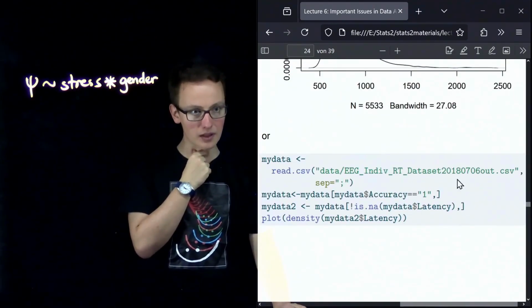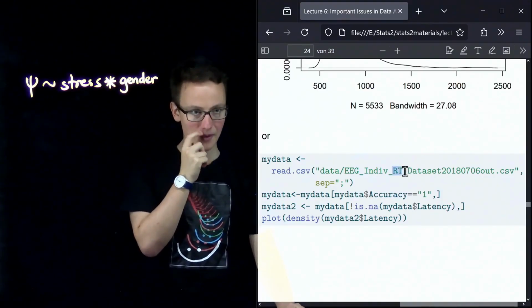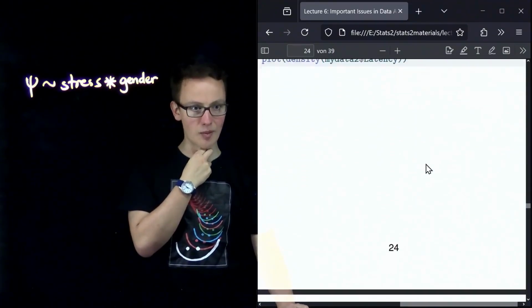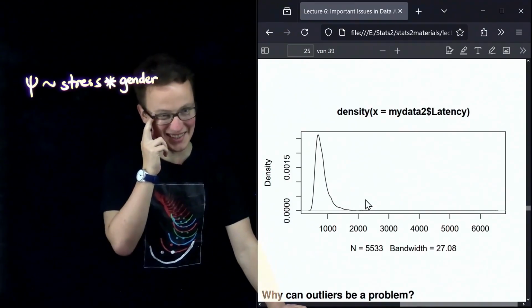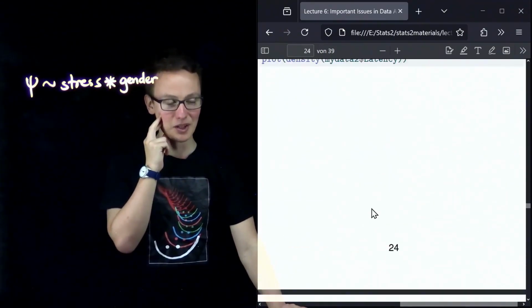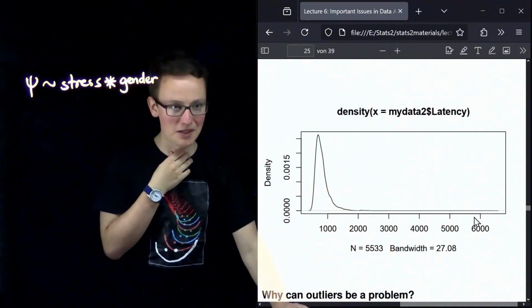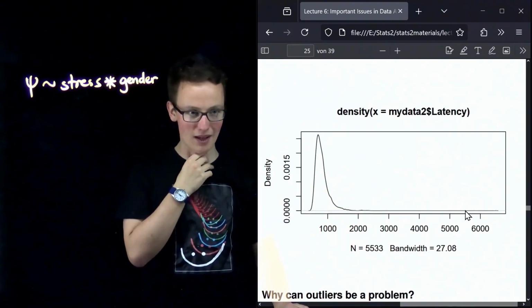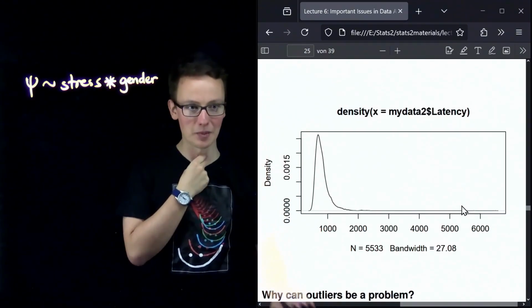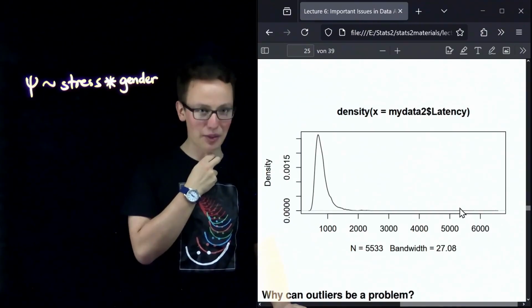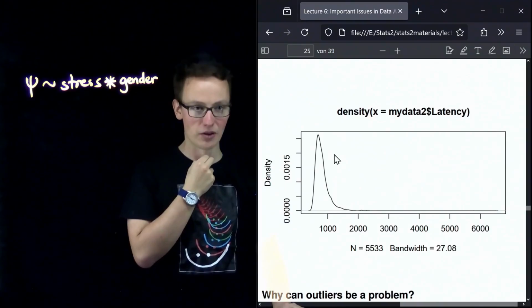And there's another one, also an EEG data set, but complemented with reading times, where you again have this variable latency. Here you see that this density plot, just by default, without specifying anything, has this huge x-axis, and the reason is that probably somewhere between 5,000 and 6,000 milliseconds there are one or two very extreme data points, which obviously have nothing to do with the data generative process that generated the vast majority of data points.